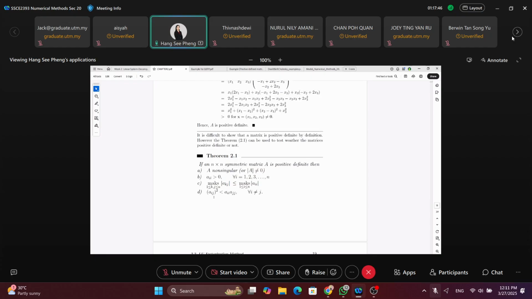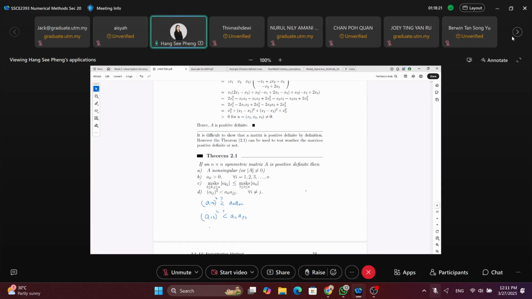Then next one, D. Aij square should be smaller than Aii multiply Ajj. Example, if that is a 3 times 3 matrix, you have to check for A12 square, whether that is smaller than A11 multiply A22. And also you have to check for A13 square, whether that is smaller than A11 multiply A33.